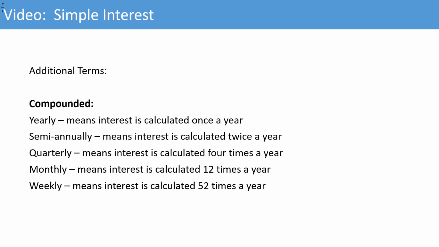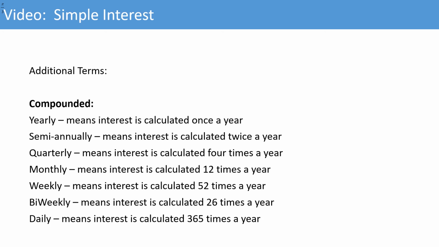Weekly, interest is calculated 52 times a year. Bi-weekly, interest is calculated 26 times a year. Daily, interest is calculated 365 times a year.